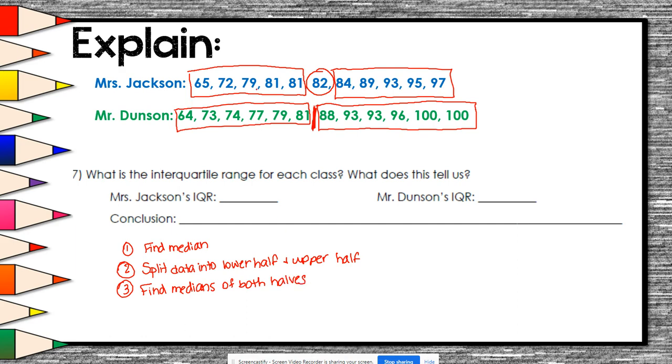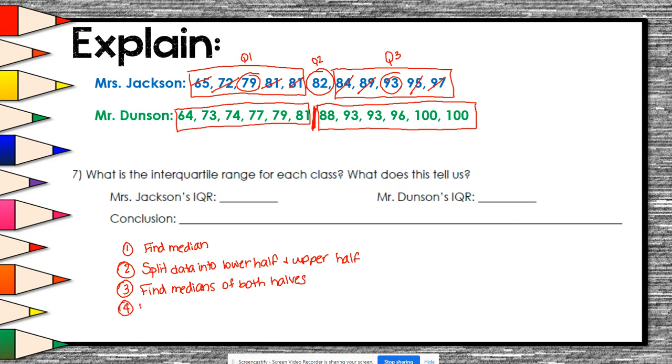So when I look at Miss Jackson, if I'm finding the median of this lower half, I would again take a number from the front and from the back. So 65 and 81, then 72 and 81, and I'm left with 79 in the middle. This is going to be called my first quartile, or Q1. Then I do the same thing with my upper half. So I'm going to take one from the front and one from the back, then 81 from the front, one from the back, and I'm left with 93. That's called my third quartile. Technically, the median is your second quartile.